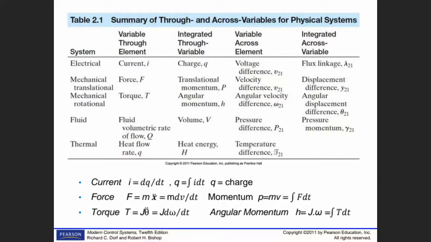So you can see that current flows in a system, but current means dq/dt. Therefore, Q is equal to the integral of I dt. So it is integrated through variable. This is a through variable.